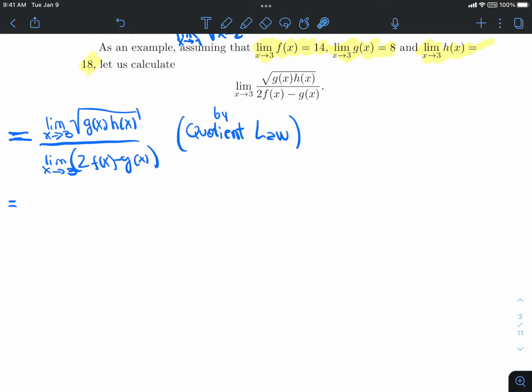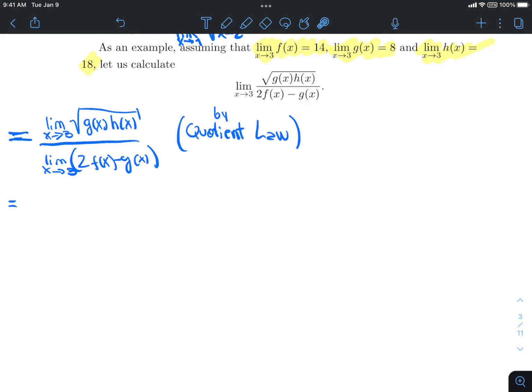And then that equals, okay, what will I do on the top? I will put this limit inside of the root, because I know g and h. g is close to 8, and h is close to 18. So whatever this is close to, this is greater than or equal to 0, right? I also had to pay attention to the values when I was looking at the bottom. In fact, when f is 14 and g is 8, this thing at the bottom is not close to 0. So I'm allowed to do that.